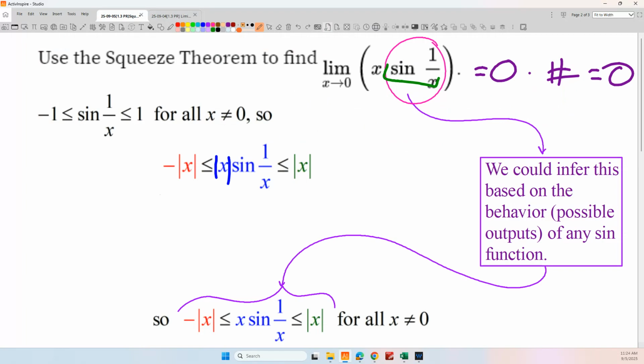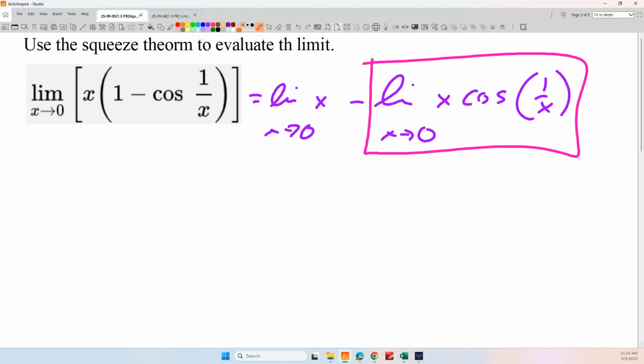Replace sine with cosine. The cosine function is still trapped between -1 and 1, so we could apply exactly the same logic. I'm just going to do this quickly so you guys can work a little bit. If I take the limit of 0 times a non-zero finite number, I'm going to get 0 out of that, just like I did before, right? And so what's the outcome then? Well, we just get 0 minus 0 equals 0.